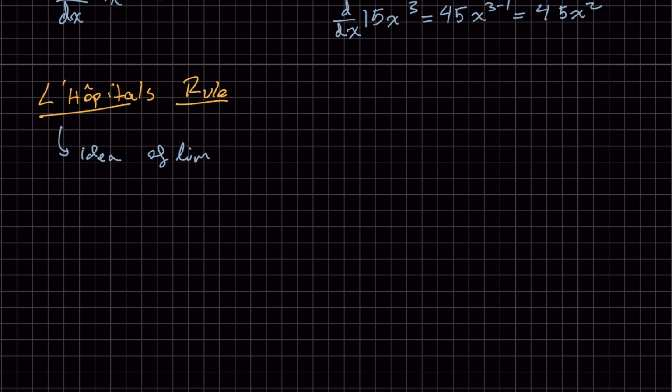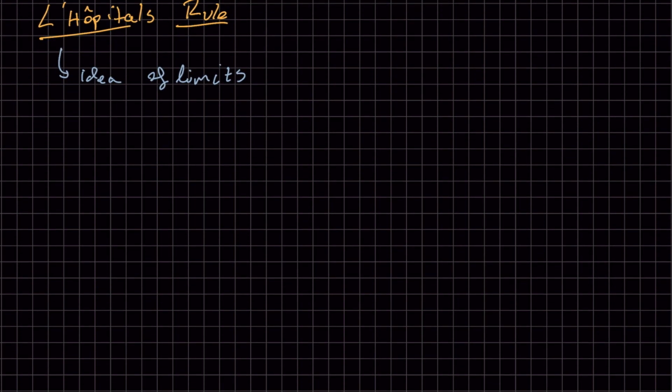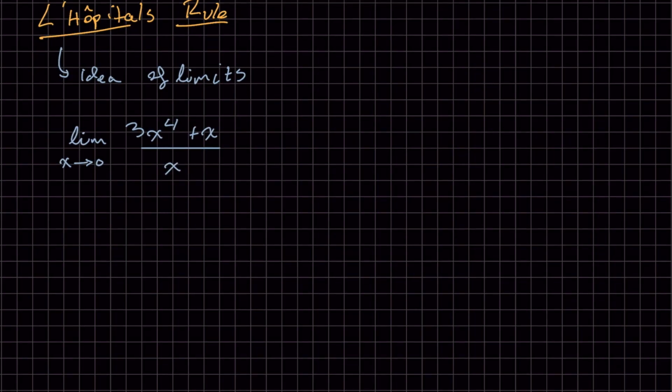L'Hopital's rule, we're going back to this idea of limits. L'Hopital's rule is used on limits. So let's do an example here, where the limit ends up being 0 over 0 or infinity over infinity. So let's do one where x is approaching 0, and let's say we have 3x to the fourth plus x over, oh, not 2 minus x, that was bad, minus x.